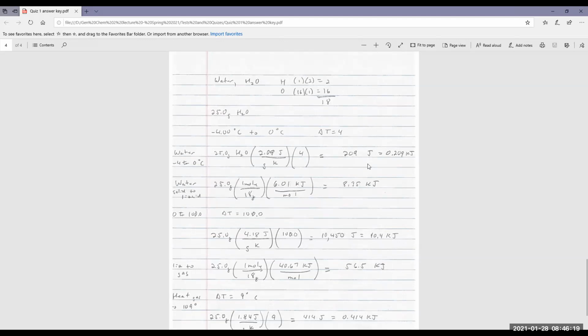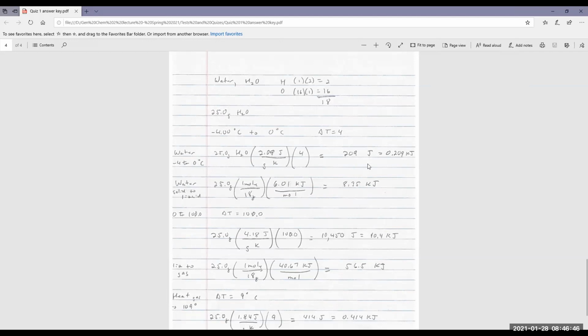Now I want to do the energy calculation for transitioning that solid to water at 0 degrees C. Here's where my molecular weight will come into play. 25 grams, I want to convert that to moles. Then use my next constant, which is 6.01 kilojoules per mole. And I get a value of 8.35 kilojoules there.